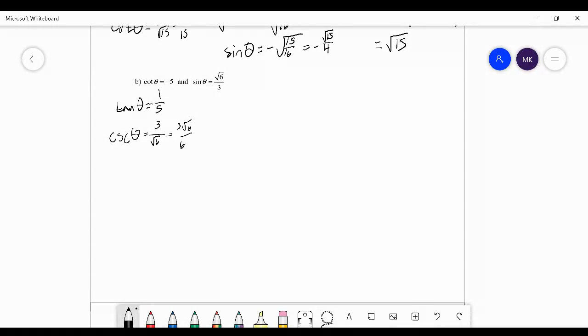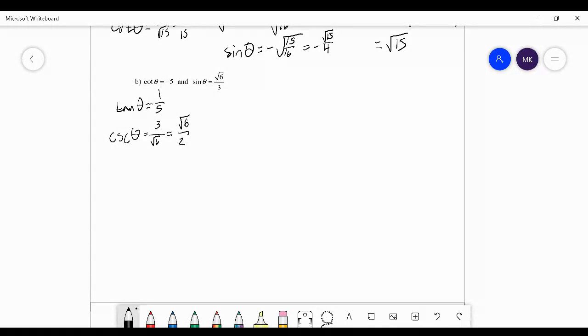which simplifies nicely. I'm going to erase that because I want to simplify all at once, and I don't want to take up too much room. It simplifies nicely to root 6 over 2, right? 3 root 6 over 6, 3 over 6 simplifies to 1/2. Okay, cool. How do I get cosine and secant? That's what I need.